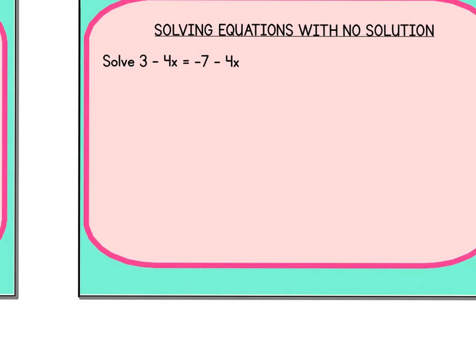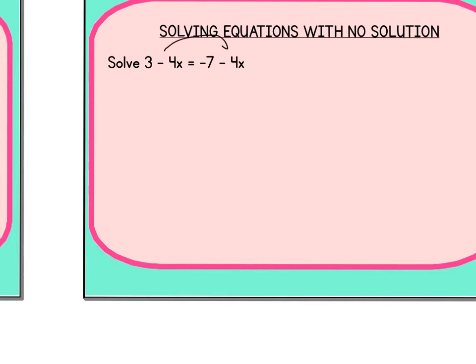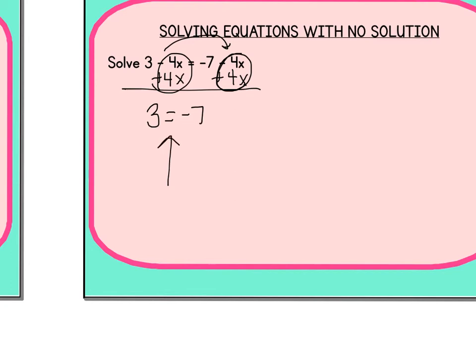Now we get to a special case. You're going to notice something a little bit different when you go to solve equations like this one. So I'm going to choose to move my x's to the right-hand side. So when I do that, I'm going to add 4 x's to both sides. That leaves me with 3 equaling a negative 7. And then you'll notice that these two cancel out as well. So I'm left with 3 equals negative 7.